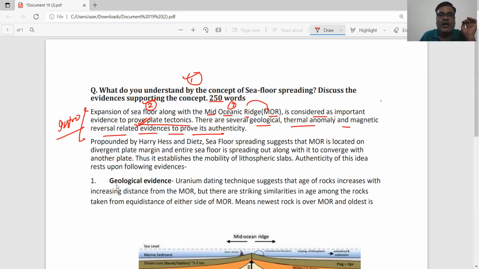Now, a simple piece of information that I have given: MOR is located on the divergent plate margin, and the entire sea floor is spreading out along with it to converge with another plate. All right. Thus, it establishes the mobility of the lithospheric slab. Now, question number 1 is answered. Now I have talked about the evidences. The authenticity of this rests upon the following evidences.